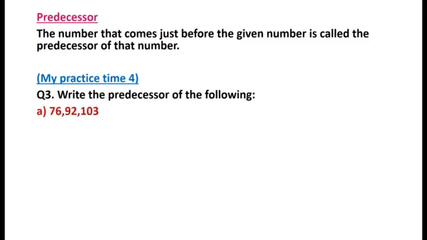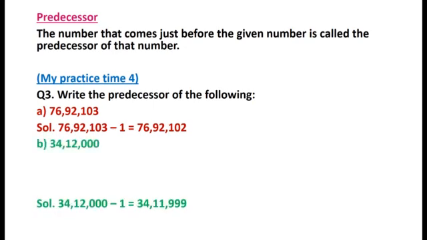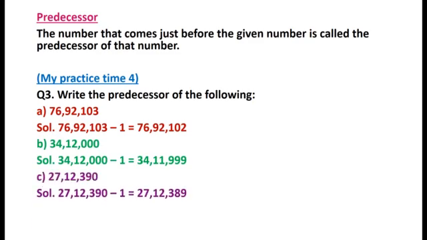Let us understand this. The given number is 76,92,103. The predecessor will be, when we subtract 1 from the given number, 76,92,102. So in this way we find the predecessor by subtracting 1 from the given number. The second and third questions I have also solved, and you can find the predecessor in this way by subtracting 1 from the given numbers. I hope children all these topics are very easy and very clear to you all.